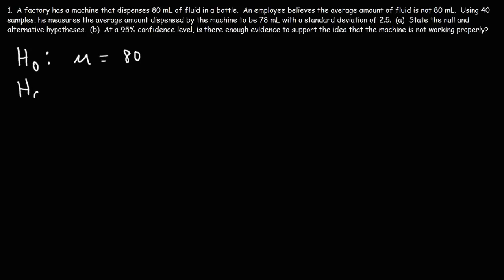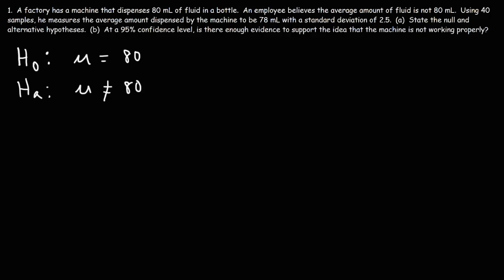Now the alternative hypothesis, this is what is being tested. The employee, he believes that the average amount of fluid is not 80, and so he's conducting a test to show that's the case. So we could say that mu does not equal 80 for the alternative hypothesis.